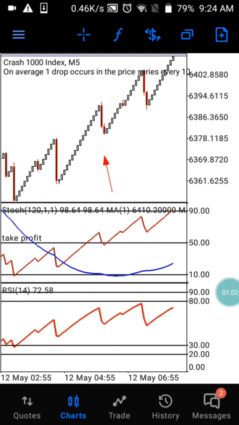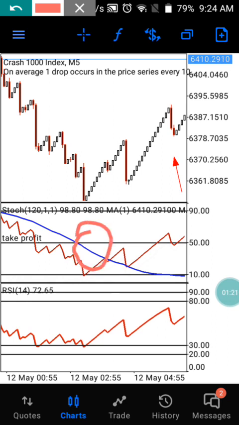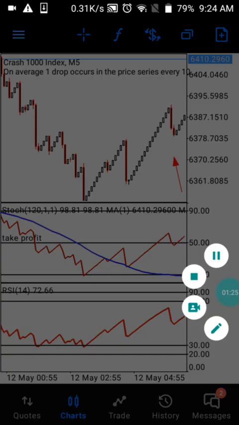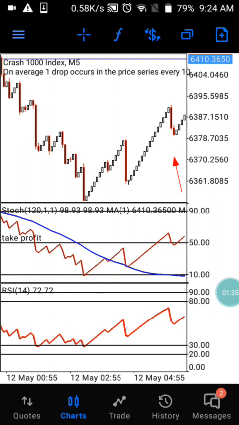So you can see now that this is Crash 1000 on the 5 minute time frame, and this strategy only works on Crash 1000. What you are going to be looking at is your window 1 and your window 2. Anytime your window 1 is respecting the level of 10, and your window 2 is respecting the level of 30, this is the right time for you to take just your 5 candlesticks and you are out of the market on the 5 minute time frame.